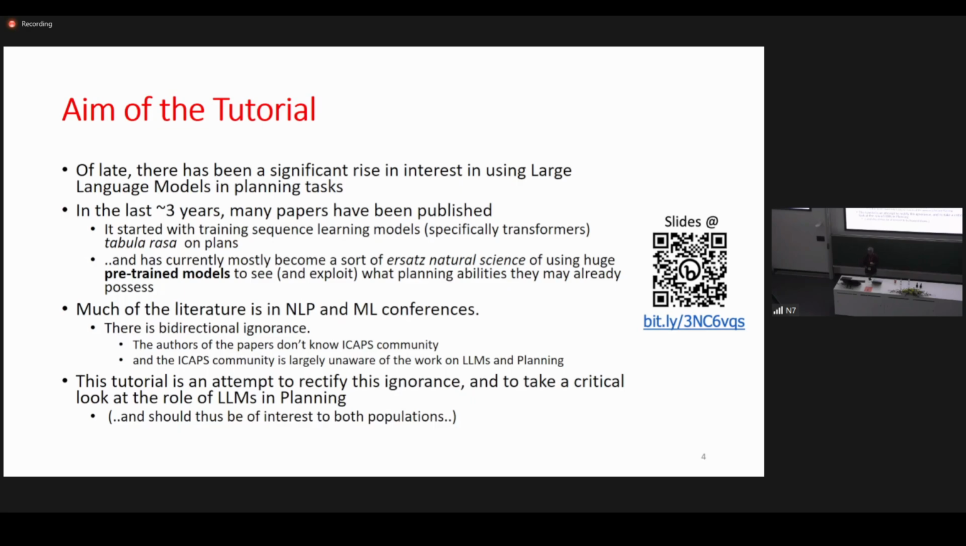Originally, the idea was to look at whether we can just train sequence learning models tabula rasa, meaning those sequence learning models are essentially empty. They don't have any pre-training. You just show them large numbers of plans, and then will they be able to predict the next action in the plan? That's a very reasonable thing. In fact, we have done that kind of work in the ICAPS community, including in my group. I will mention that later.